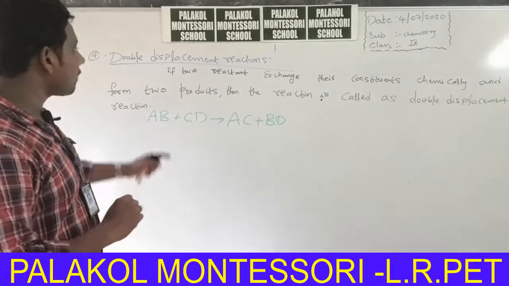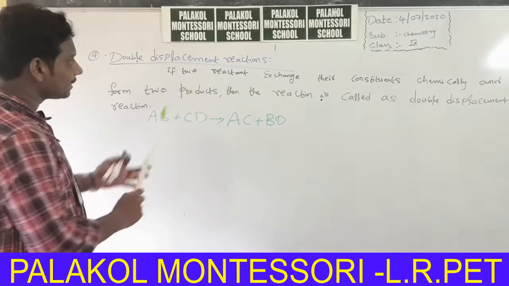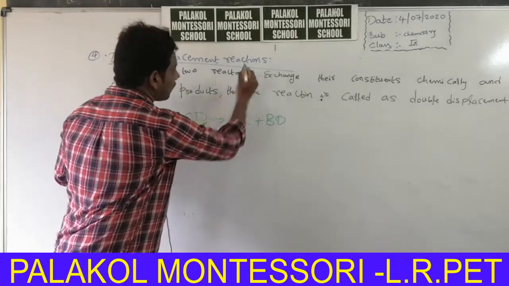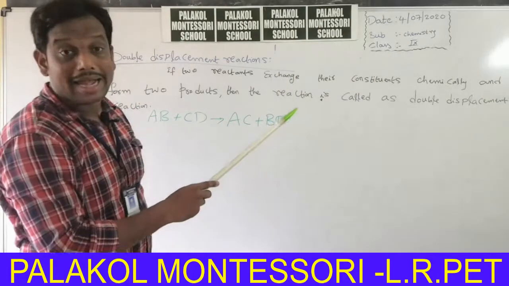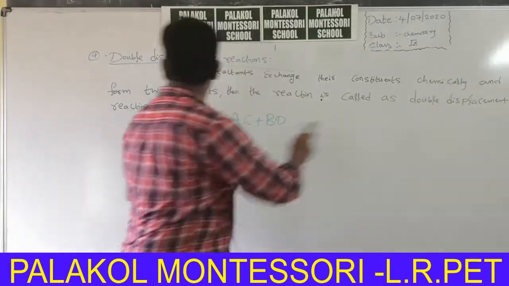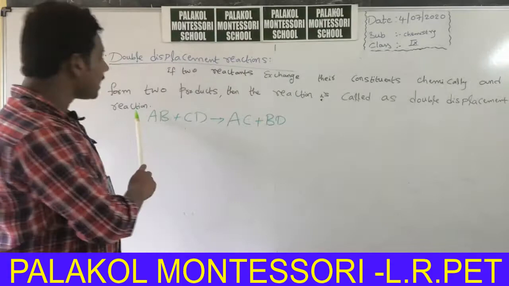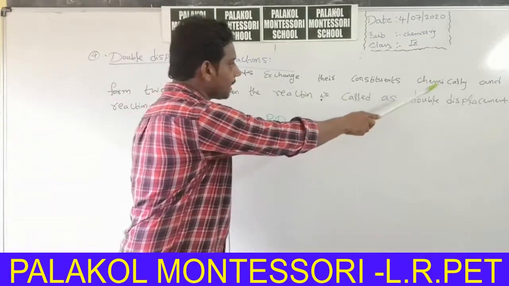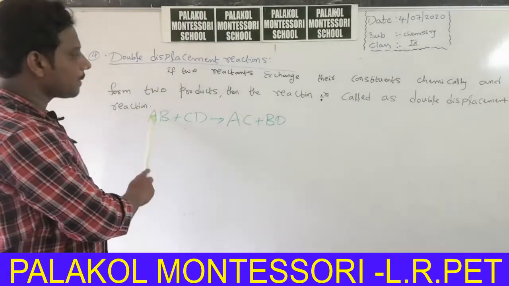What is the definition of double displacement reactions? If two reactants exchange their constituents, that means atoms, chemically and form two products, then the reaction is called a double displacement reaction.